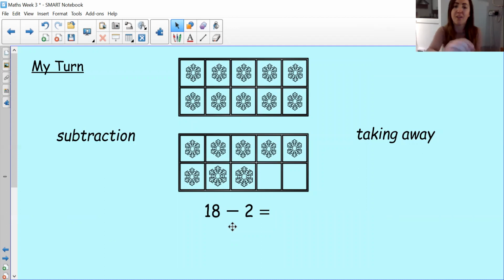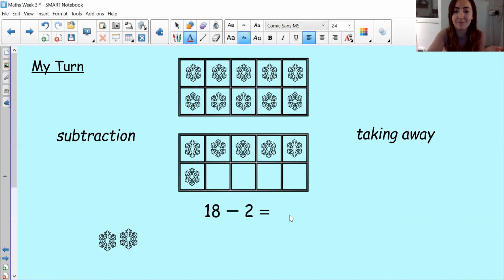No, we need to move them, don't we? Move them away. So take away 2, 1, 2. And how many snowflakes are left? Well, I know there's 10 in here and 6 in here, so there must be 16 snowflakes left. So 18 take away 2 equals 16.